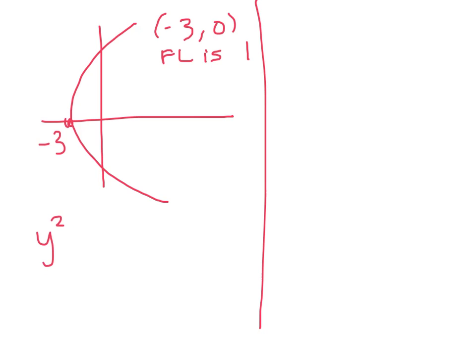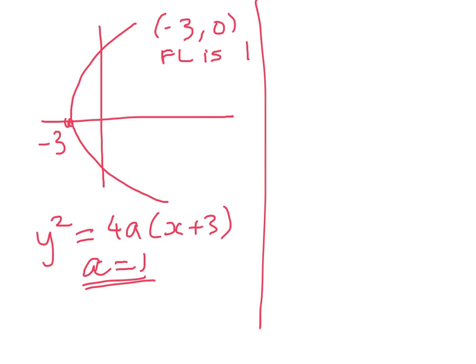Well, it's going to be in the pattern again. Y squared equals 4a. It's had a horizontal shift left by 3, so 4a times x plus 3. Now I'm told the focal length is 1, so that means a equals 1. Okay, so they're that easy. They're definitely easier once you get the hang of them, I think, than ellipses and hyperbolae.